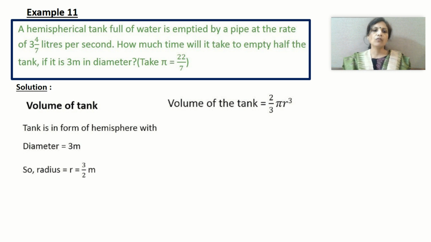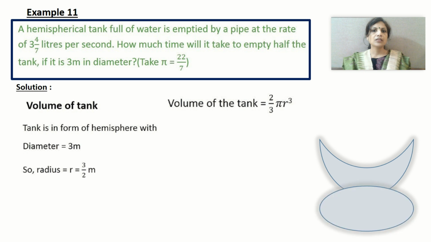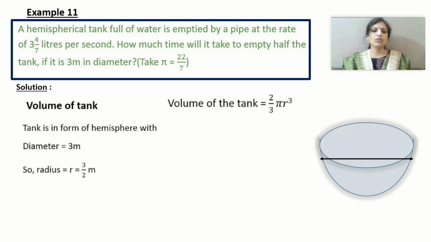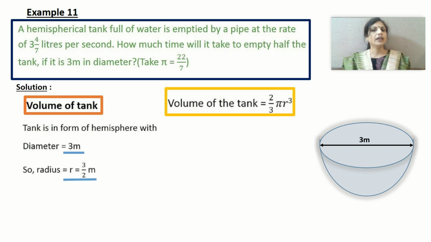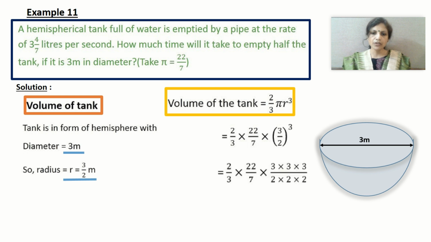We'll first find the volume of the tank. The tank is in the shape of a hemisphere, wherein the diameter is 3 meters. So the radius is half of that, which is 3/2 meter. The volume of the hemisphere is given by the formula 2/3 pi r cube. If we substitute all the values, we have 2/3 into 22/7 into 3/2, its cube. So 2/3 into 22/7 into 3/2 into 3/2 into 3/2.